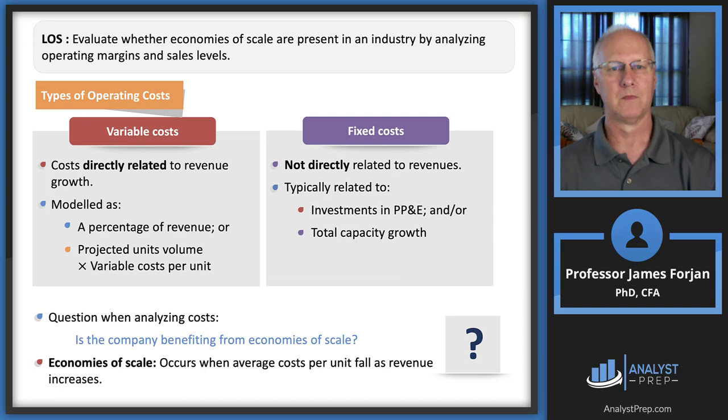So we need to think about the difference between fixed costs and variable costs. The fixed costs, of course, are mostly things like electricity and equipment and all those kinds of overhead fixed costs that are typically not directly tied to revenues, versus variable costs that are directly tied to revenues.